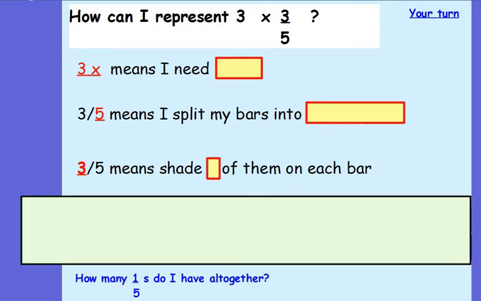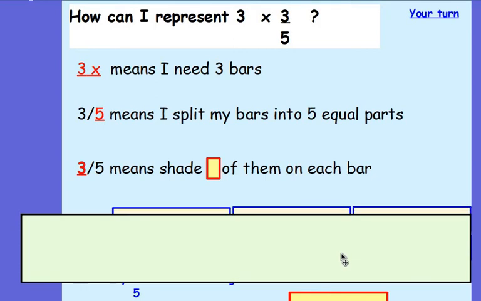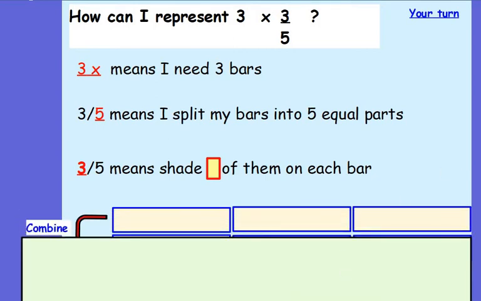And again, Year 7, in your light blue books, please pause the video and show me 3 times 3/5, please. Right, let's go through it. 3 times means this time I need 3 bars. The 5 on the bottom tells me I need to split each of my bars into 5 equal parts. Here's my 3 bars. Let's split each of those into 5 equal parts.